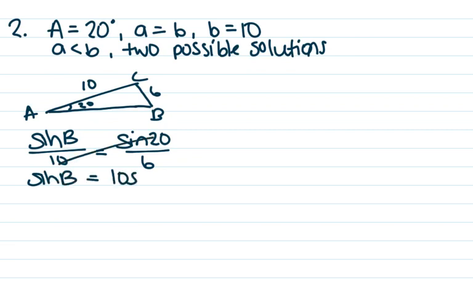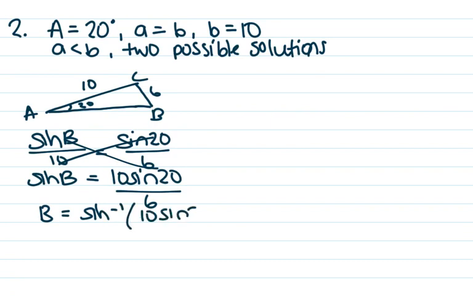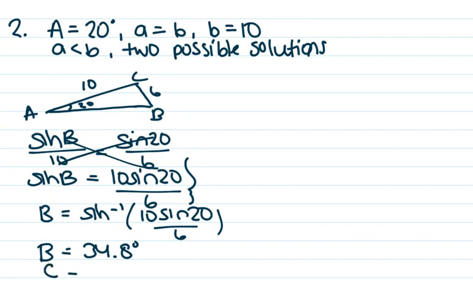10 times sine 20 divided by 6. So B equals sine inverse of 10 sine 20 divided by 6. It's always best to leave this in this form and not calculate it because you'll end up rounding and then it'll be less accurate. So punch that into your calculator and you will get 34.8 degrees. So angle B is approximately 34.8 degrees. And then I could calculate angle C by doing 180 minus 20 minus 34.8, and that is 125.2. Right, so that's option 1.